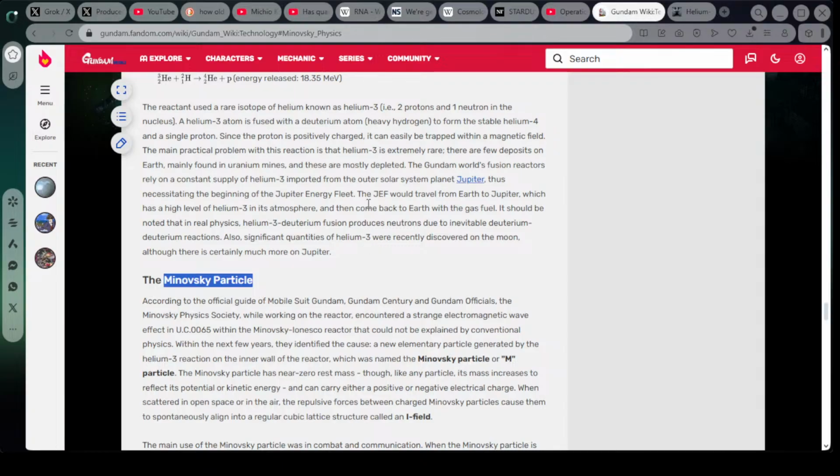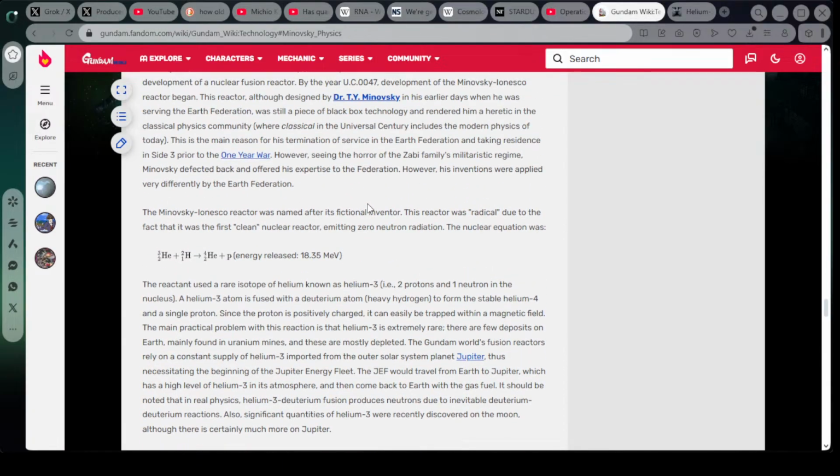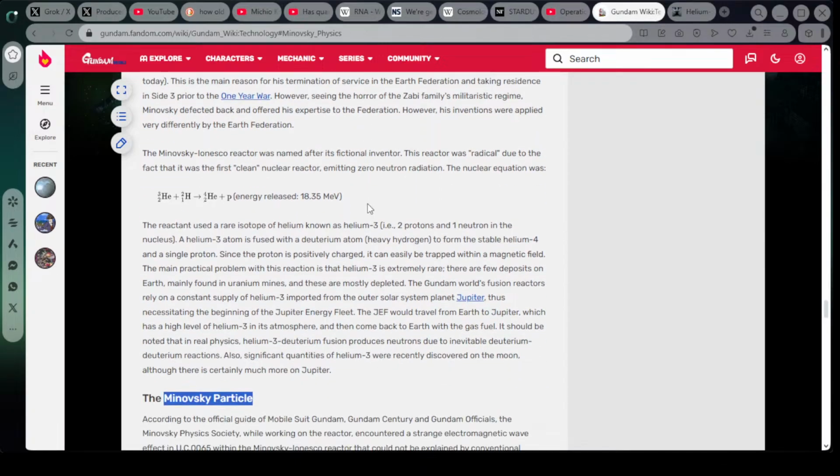Okay, so now that you know what Minovsky physics is and how they found the Minovsky particle, it's going to be hard for you to deny that there's something weird going on here.